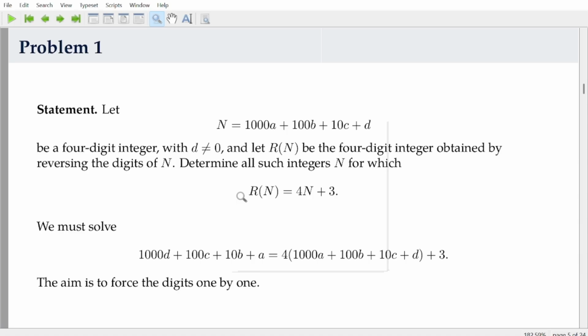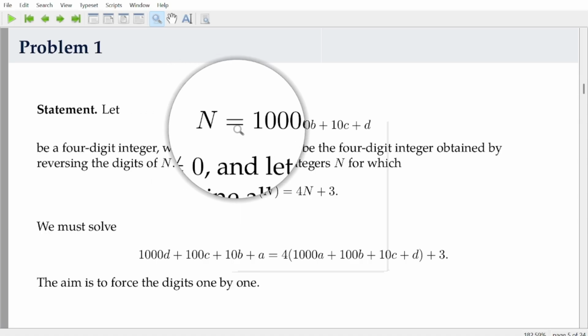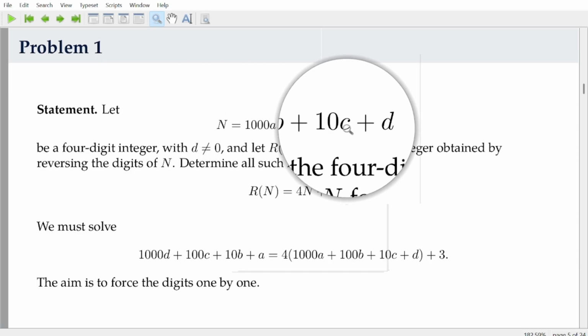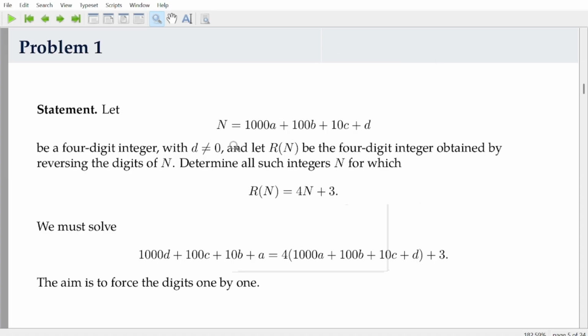Okay, so the first obvious thing to do, or hopefully it seems fairly obvious, is effectively just to translate the digit information into an algebraic expression or equation which we can work with. So obviously, since it's a 4-digit integer with digits A, B, C, and D, we can write capital N as 1000A plus 100B plus 10C plus D. And of course, reversing that integer is going to give us R of n, which is effectively 1000D plus 100C plus 10B plus A.